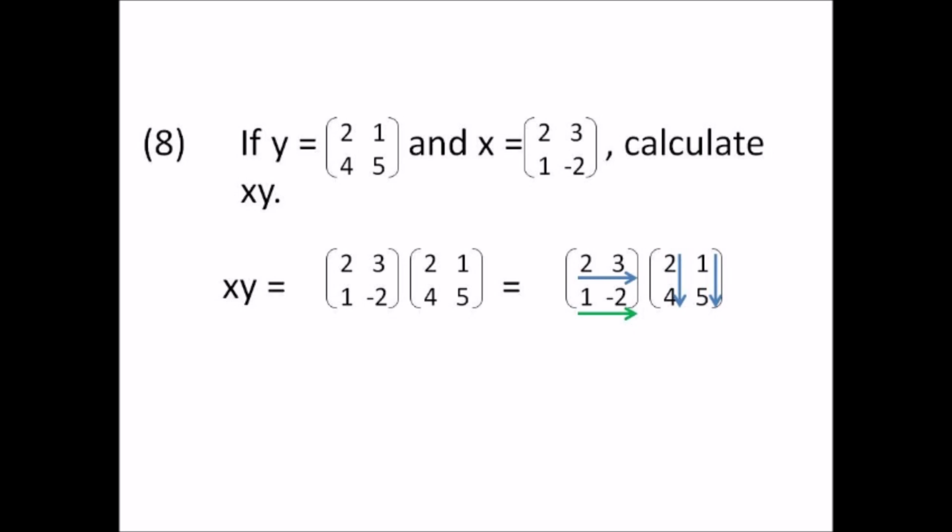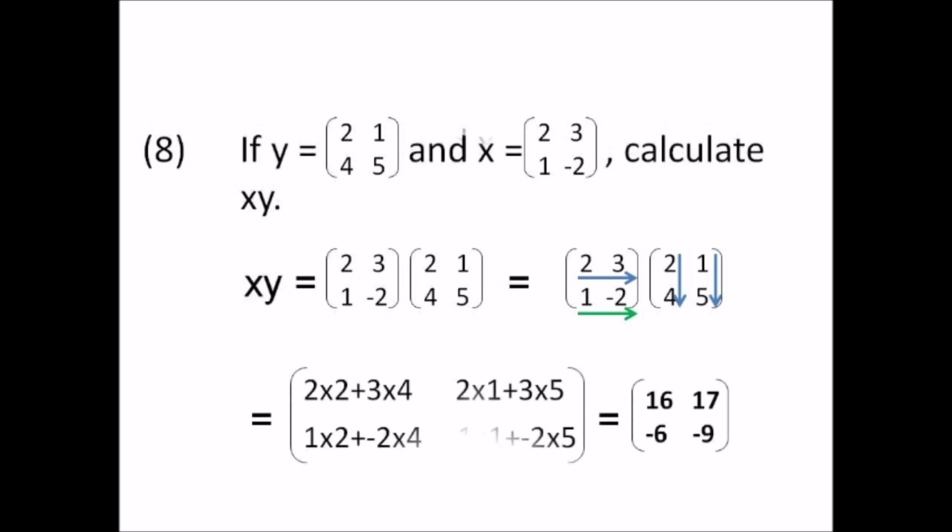So it's 2 times 2 plus 3 times 4. That's the first one. There you have it. And then to the back, upper 1 would be 2 times 1 plus 3 times 5. Then to the bottom, 1 times 2 plus negative 2 times 4. And then 1 times 1 plus negative 2 times 5. Final answer: 16, 17, negative 6, negative 9. That would be the final answer for the matrix. Okay, but you have to know how to multiply using the rows and the columns.